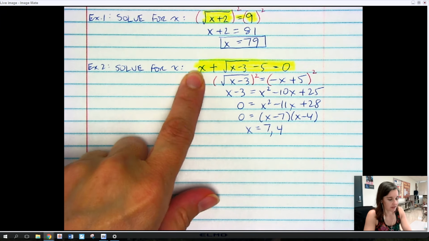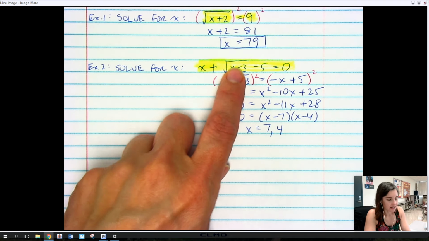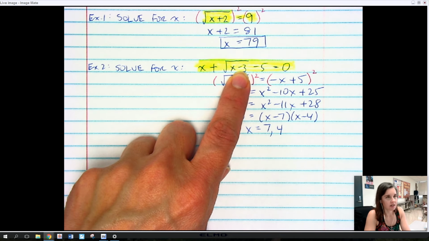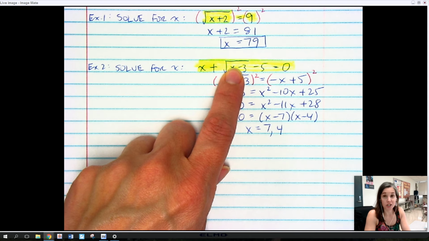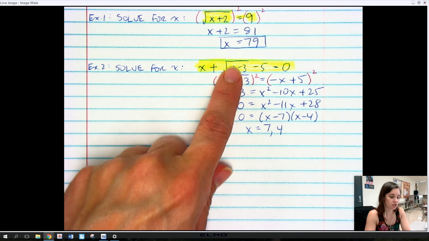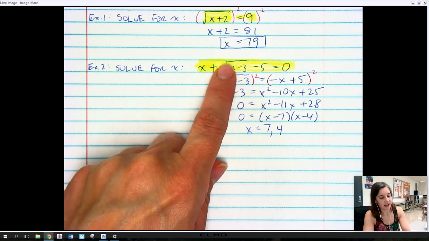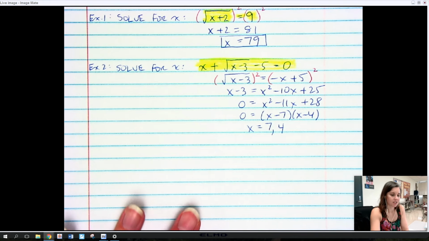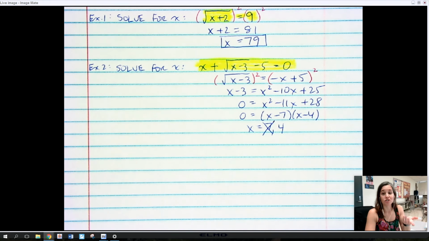So if I plug in 7, it's just 7. And again, 7. So 7 minus 3 is 4. The square root of 4 is 2. So far I have 7 plus 2, which is 9. And then 9 minus 5, is that 0? No, it's not. So this so far is an extraneous solution.